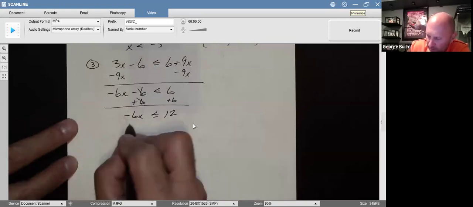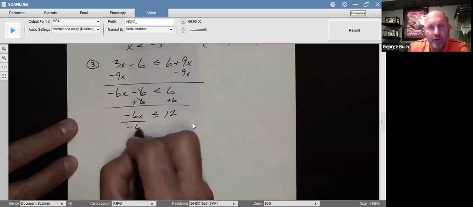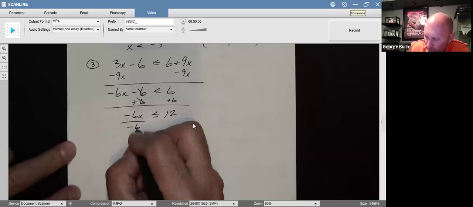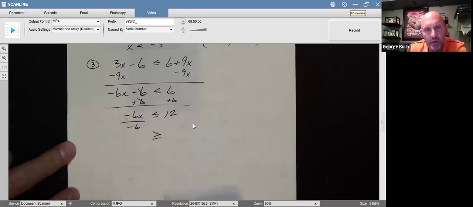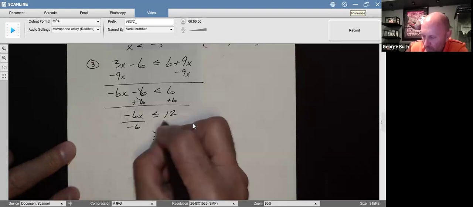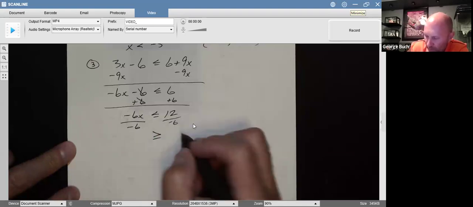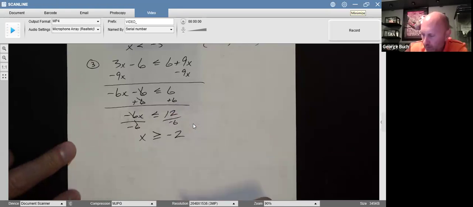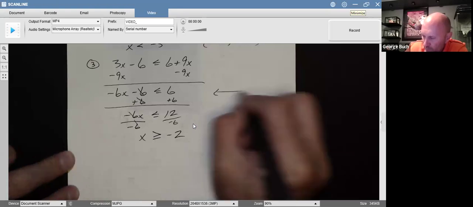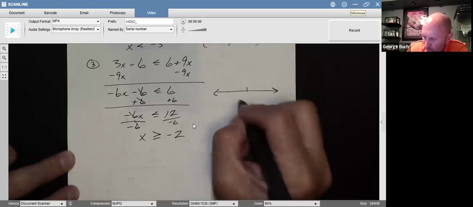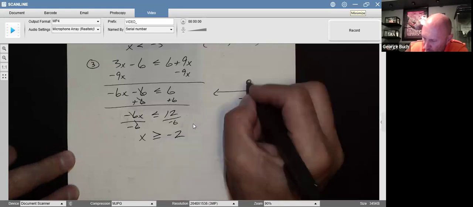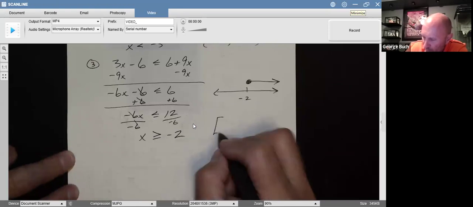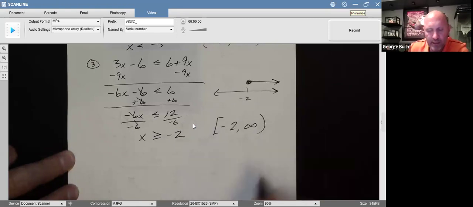And now to get x by itself, I have to divide by negative 6. So before I even keep going in the problem, like, uh-oh, dividing by a negative number, I have to switch the inequality. And go ahead and finish it off. So divide that, I get x. 12 divided by negative 6 is negative 2. So if I draw this, I'm at negative 2 greater than or equal. So it's included, closed circle, going to the right. So that's what? That's bracket negative 2 to infinity.